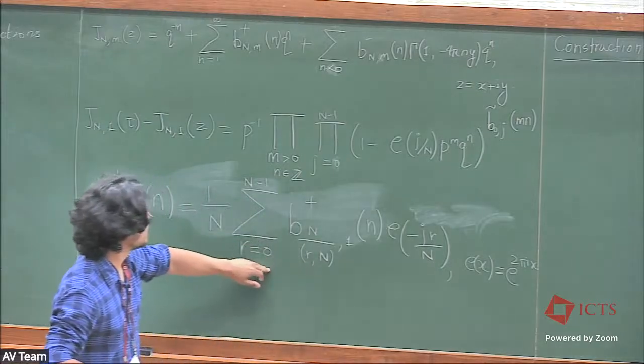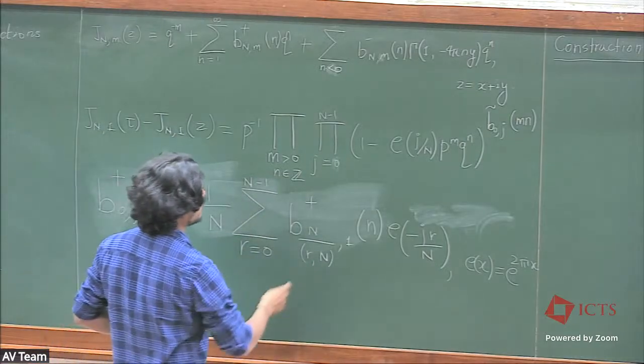So R appears here in the denominator. This is GCD of R and then.